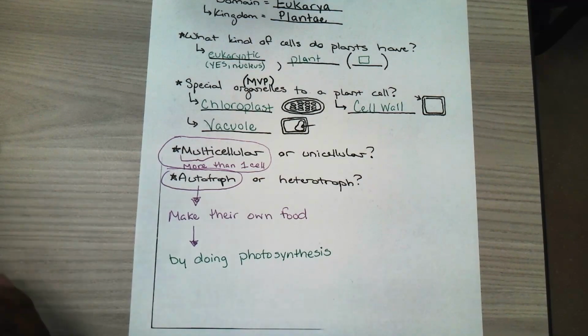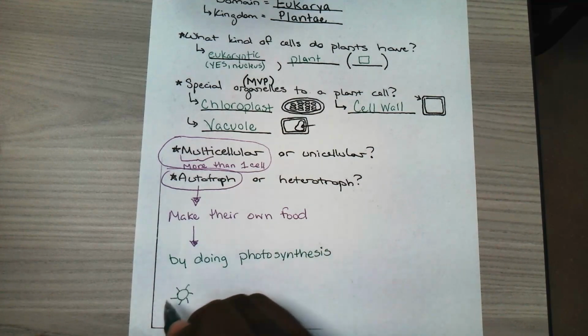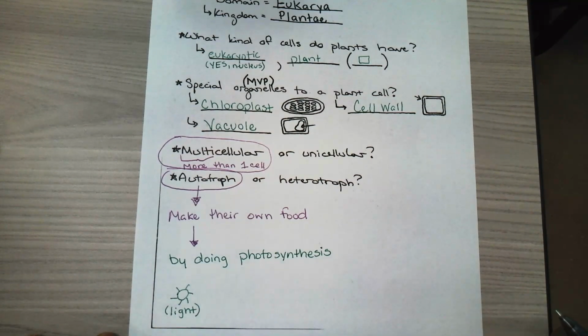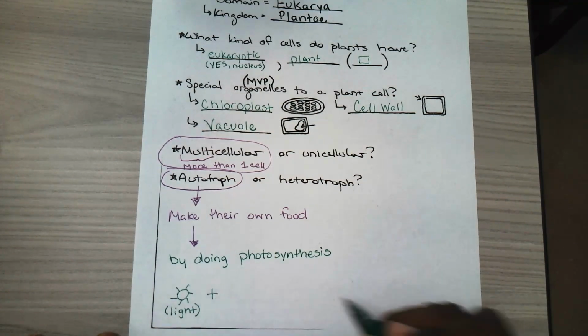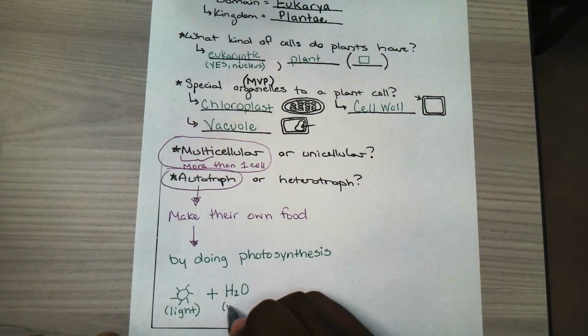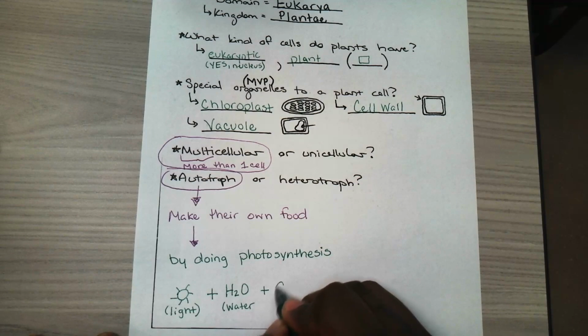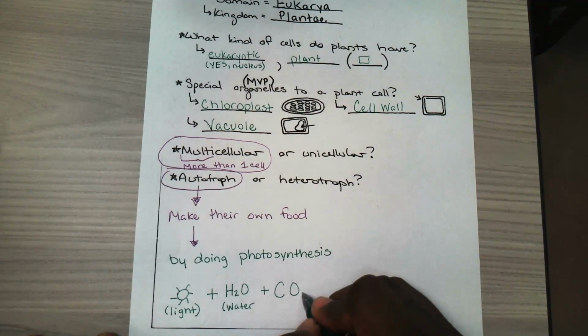Now let's look at the formula. Let's look at the chemical reaction that is photosynthesis, right? What are the parts of photosynthesis? Well, most everybody knows that we need sunlight. This is my sun. Yes, I know it's not in yellow, but it's okay. So we have our light energy plus H2O, water, plus CO2.